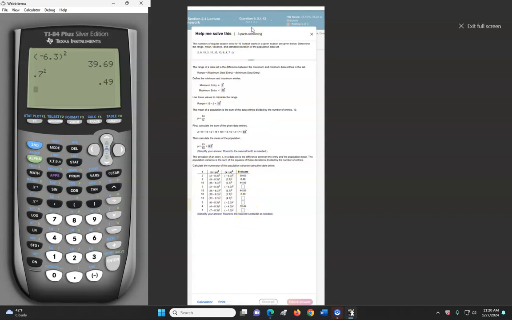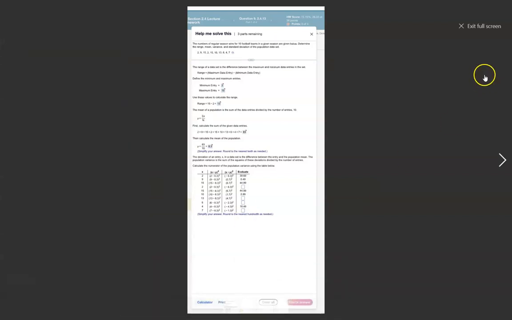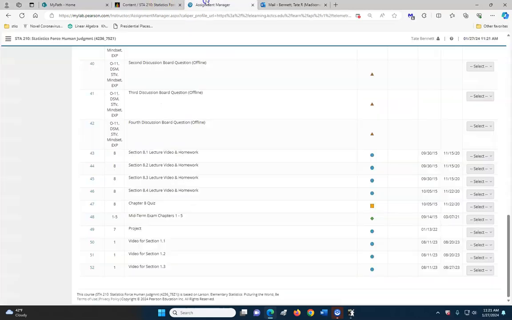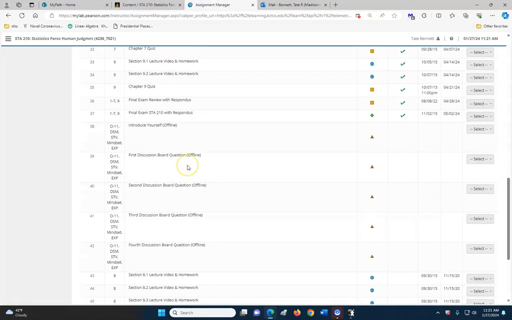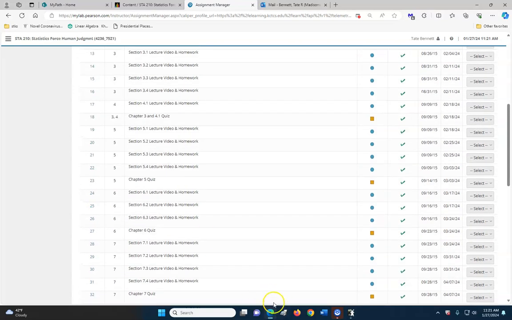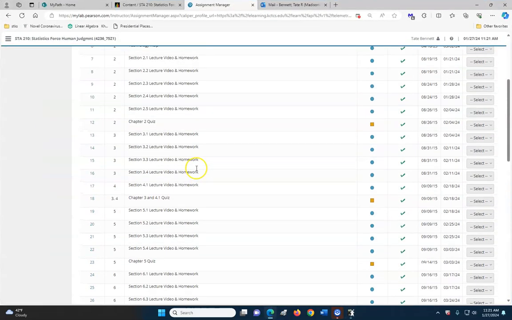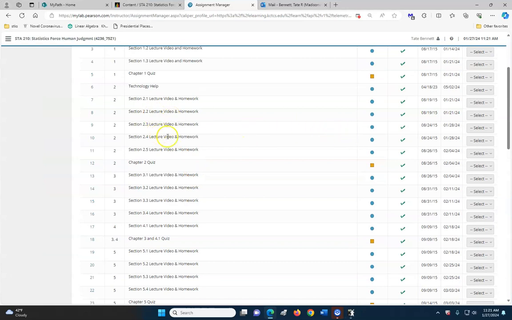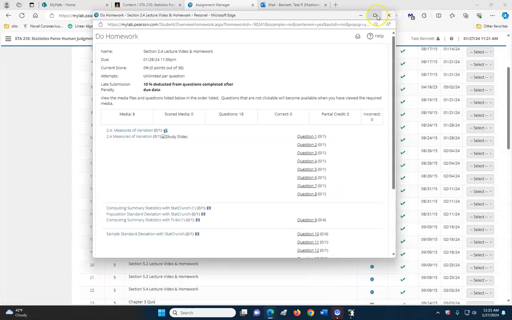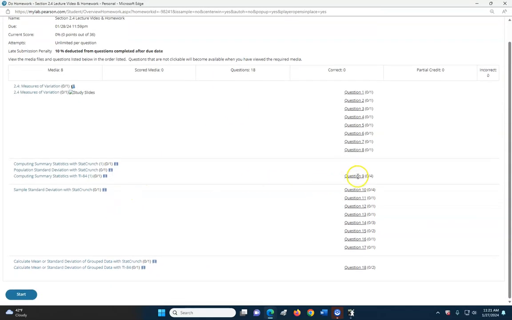But I'm going to suggest something else to you. If you do "Help Me Solve This," they'll always show you how to do it by hand, which is nice to do on a problem or two, but at some point you want to move to technology. So let's exit this full screen and come over to the assignment here. So I guess we're talking about 2.4 here, and we're looking at number 9.